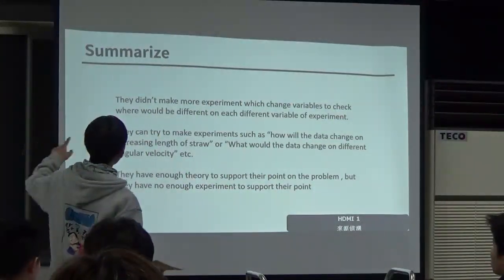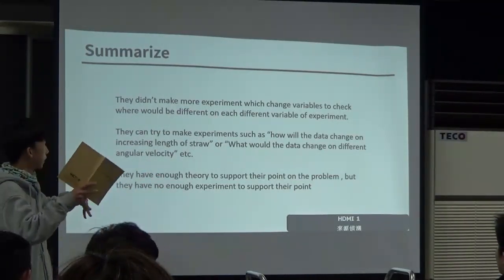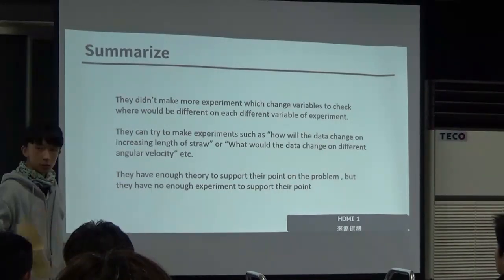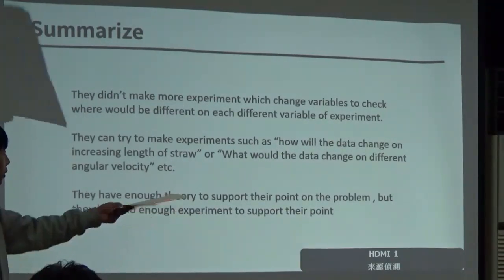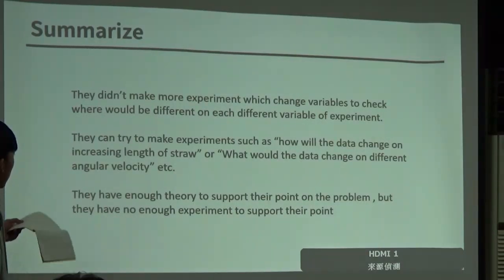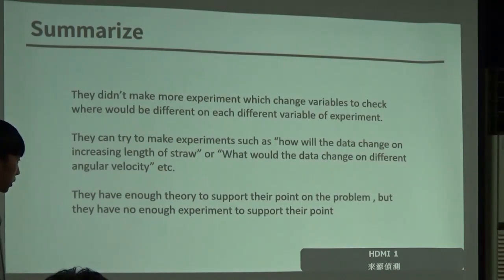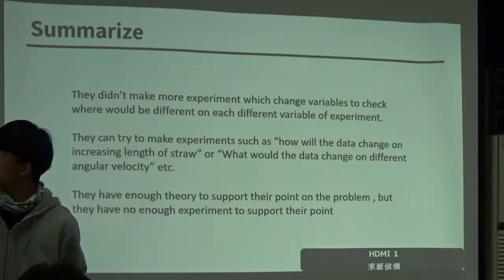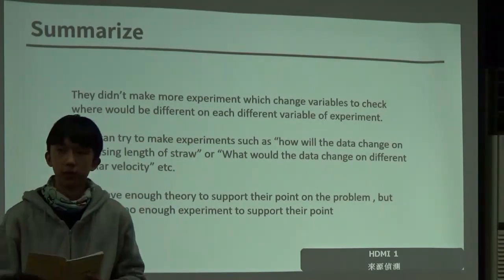First, they didn't do more experiments which change variables to check what will be different for each variable. They can try experiments such as how the data change with increasing length of flow, or with different angular velocity. They have enough theory to support their point, but not enough experiments to support it. And their theory had some more things to be considered. Time's up.